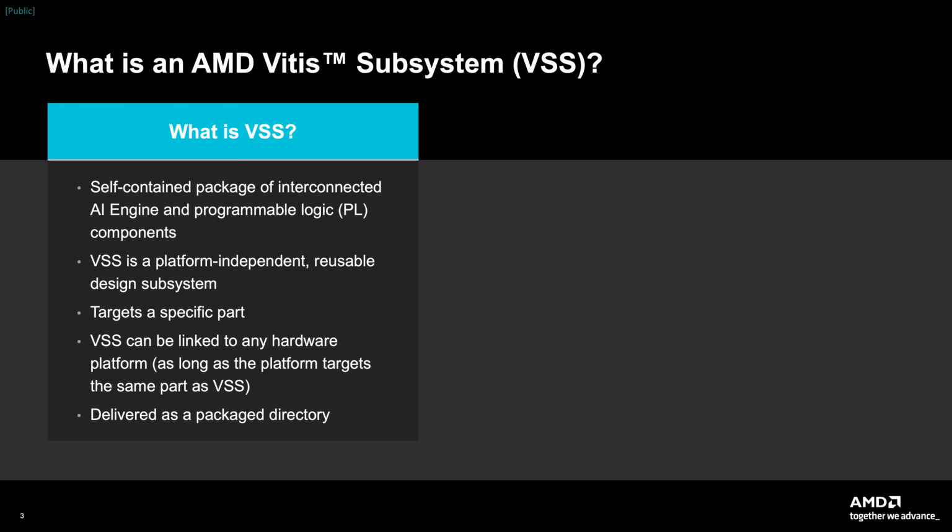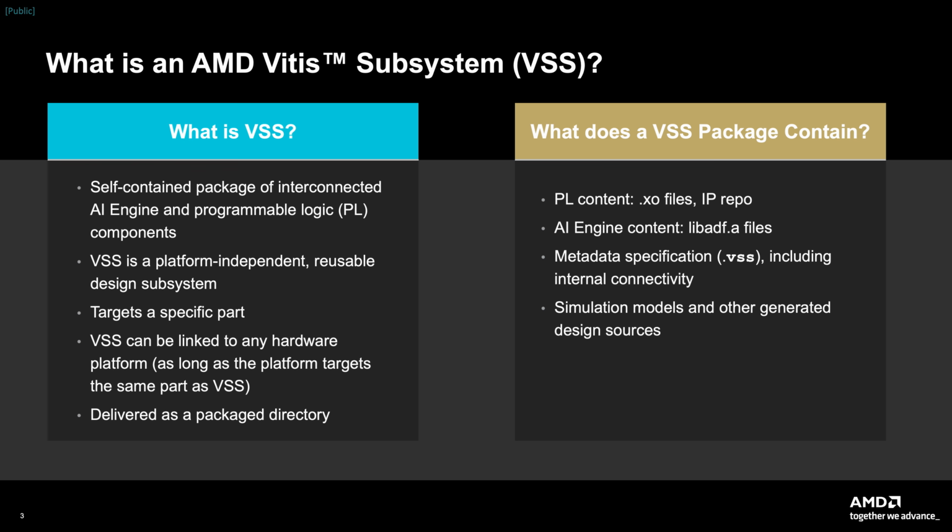The AMD Vitis subsystem is simply a self-contained package of interconnected AI engine and PL components. This package is platform independent and reusable, allowing it to be linked to any hardware platform that targets the same part. It can contain HLS and RTL PL components in the form of .xo files and packaged IP repositories. AI engine components are similarly linked using libadf.a files. There is also support for adding metadata, simulation models, and other generated design sources.